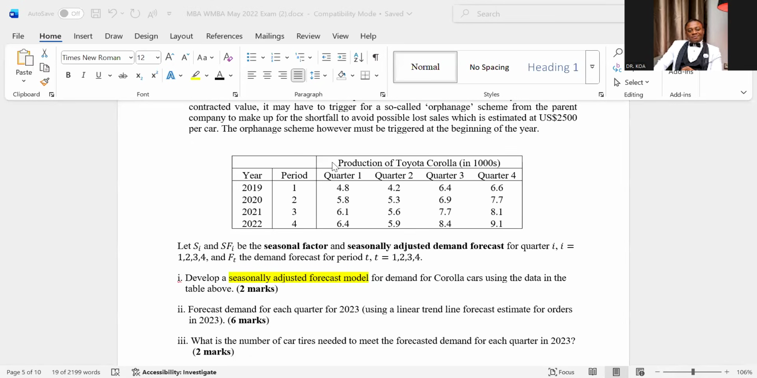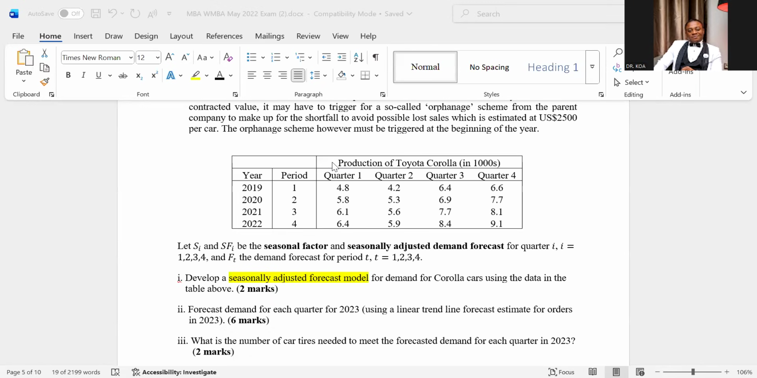So first of all, we know that we have 4 regular tires plus 1 tire, making 5 tires. Now, the forecasted demand for 2023 itself is in thousands. Don't forget. So first, we need to get the forecasted demand for each quarter. How do you get that? You have to take the 5. So this is how you calculate it.